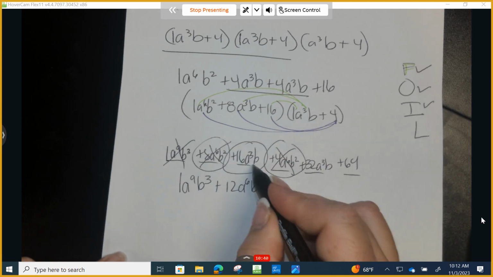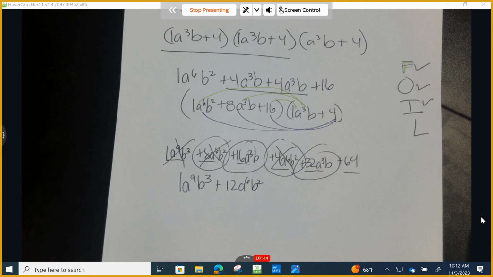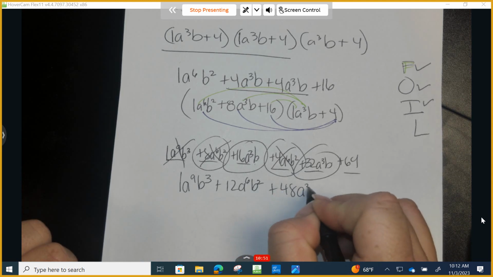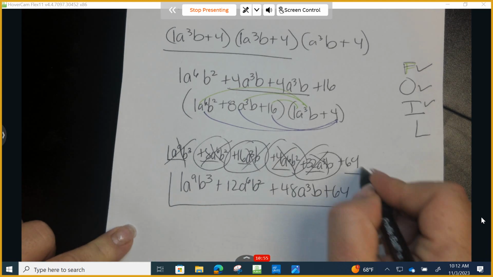Okay, A to the 3rd, B to the 1st. A to the 3rd, B to the 1st. 16 and 32. What is 16 and 32? 48? Am I right or wrong here? Positive 48, A to the 3rd, B to the 1st. And there's no other number that's all by itself.